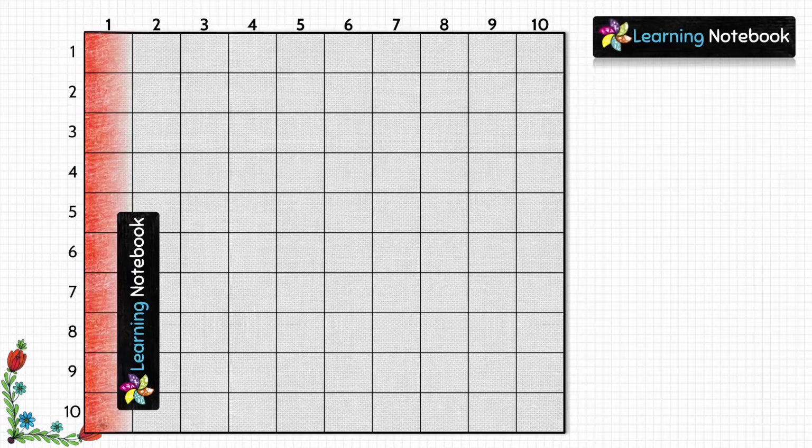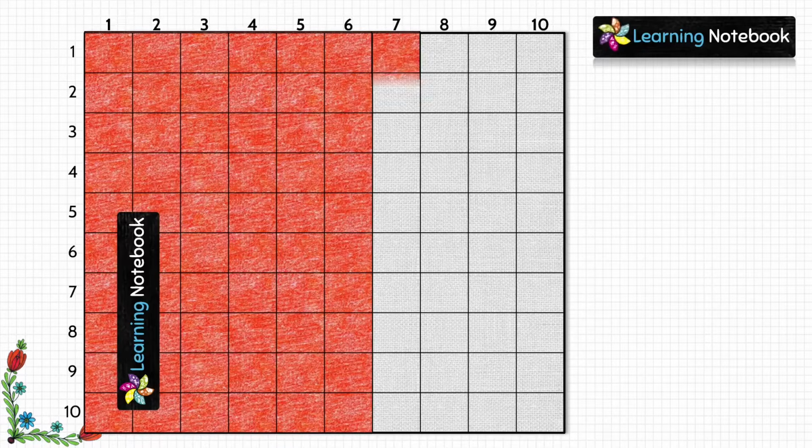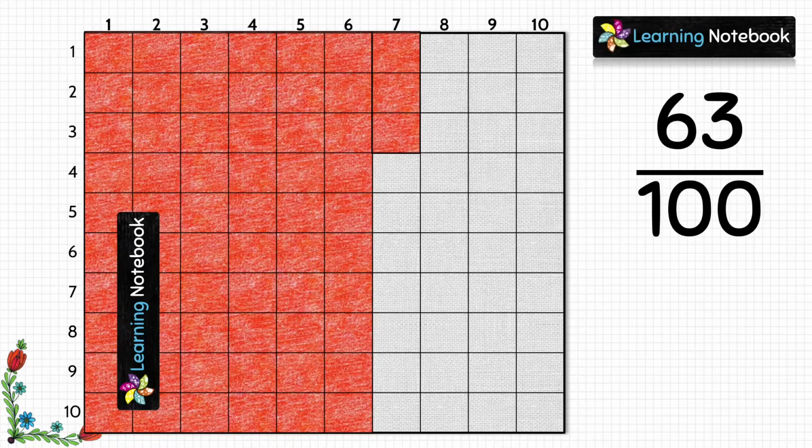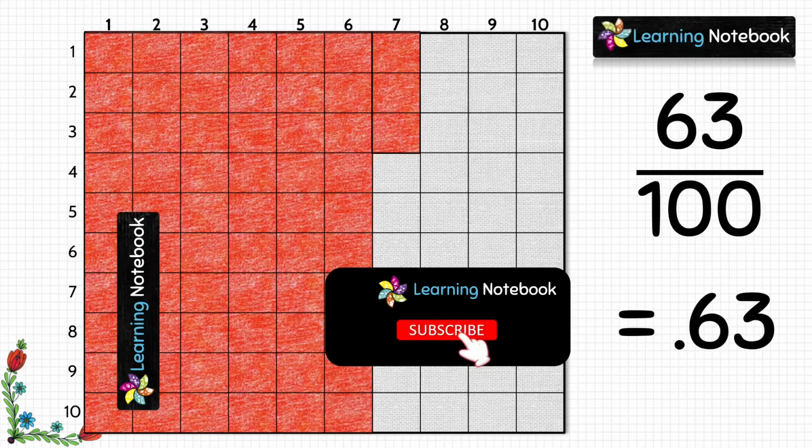Next, let's color 63 parts of this sheet. Now, can you tell me what is the fraction of this colored portion? It is 63/100. And what about its corresponding decimal number? Yes, it is 0.63.